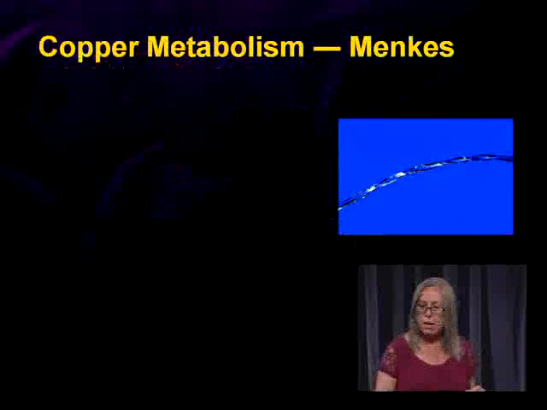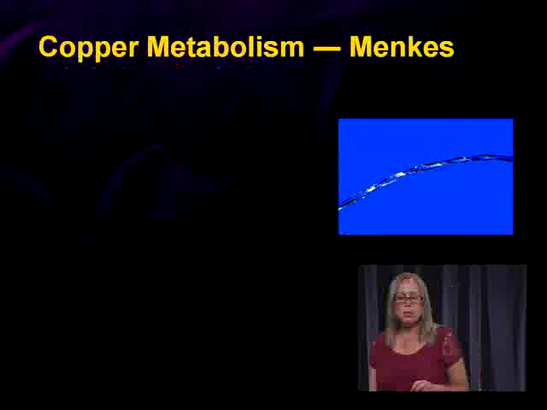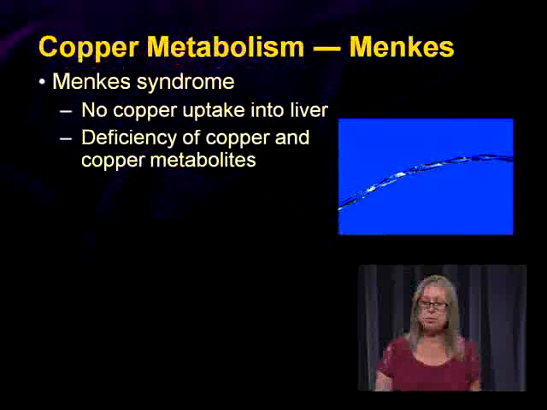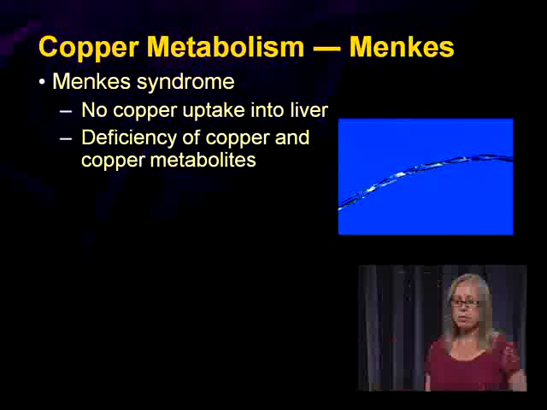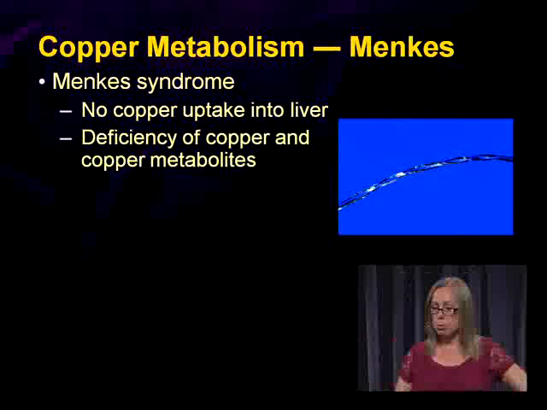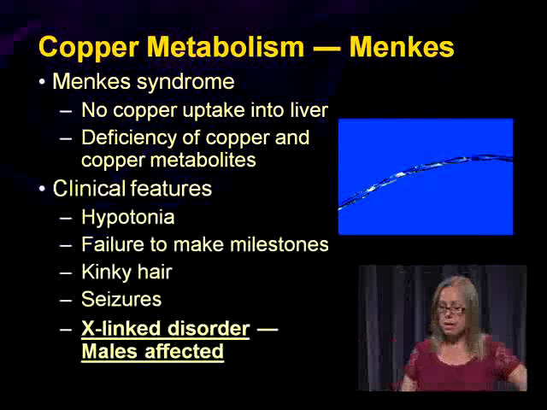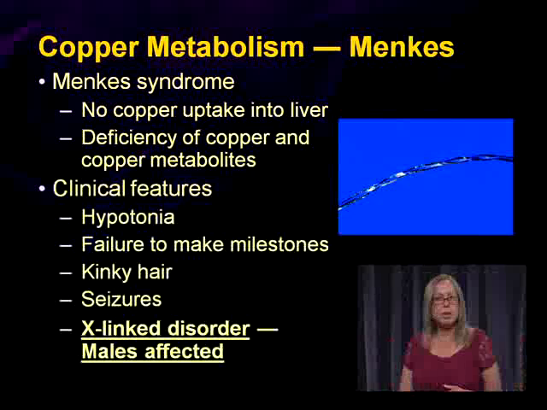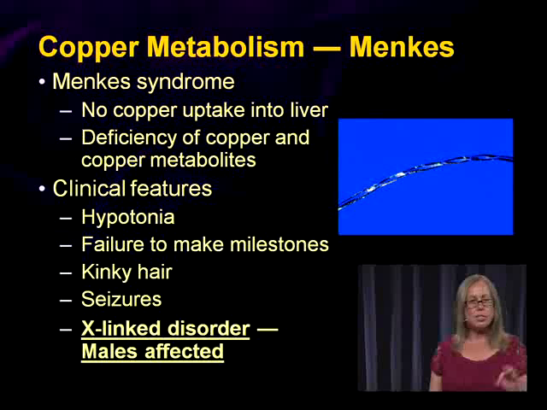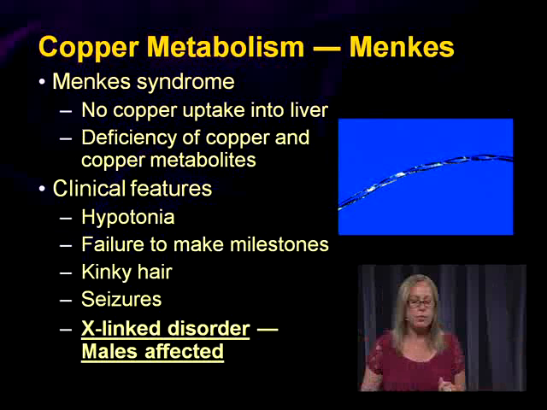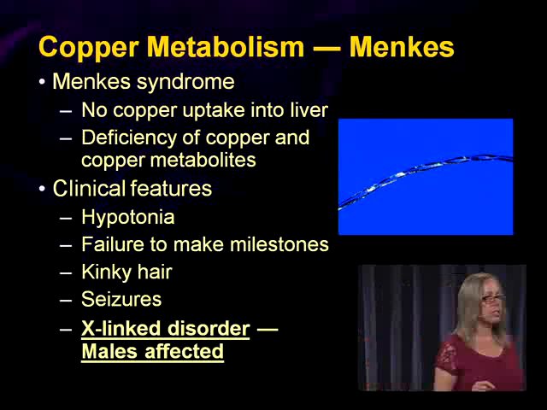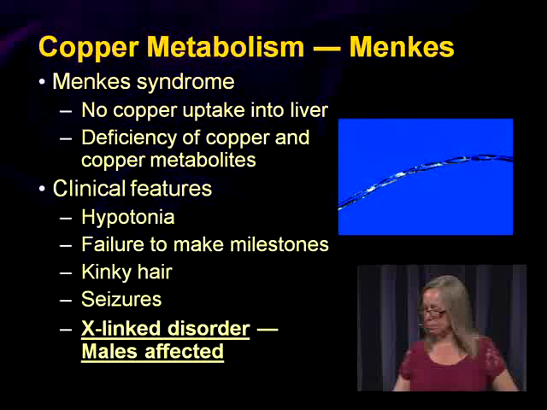Copper metabolism problems include Menkes disease. So with Menkes, there's no copper uptake into the liver, and so there's a deficiency of copper and copper metabolites. These kids will have hypotonia. They will fail to make their milestones. It's also called Menkes kinky hair disease. So if you pull out a hair and look at it underneath the microscope, you'll see it kink and turn. They often have seizures, and again, this is an X-linked disorder, so males will be affected and women won't.